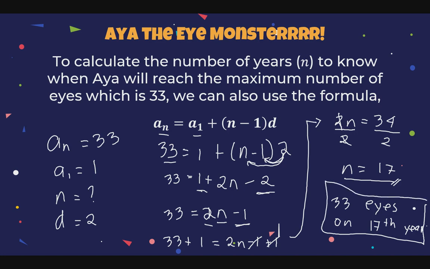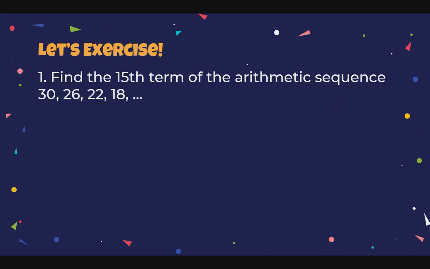Okay. Now that we have an idea about this formula, let's use it to solve this problem. Find the 15th term of the arithmetic sequence 30, 26, 22, 18, and so on. Again, the formula that will be used is a sub n is equal to a sub 1 plus n minus 1 times the difference or common difference.